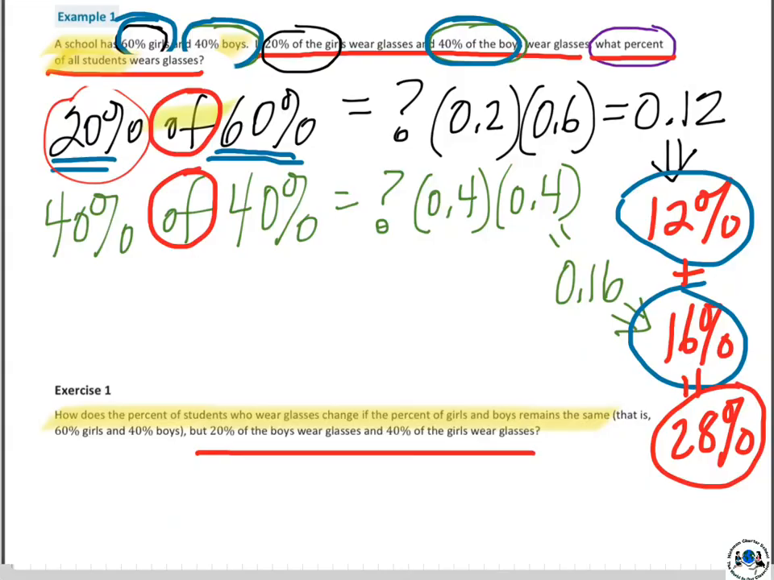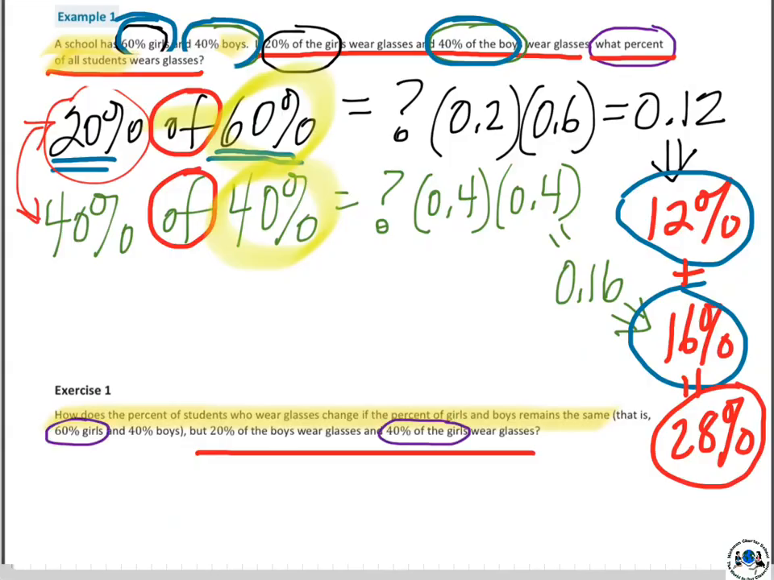So again, these stay the same. They're still going to be 60% girls, still going to be 40% boys, but these two aspects of that are going to flip, okay? 20% of the boys wear glasses, 40% of the girls. So, with all of that information, I would like you to go ahead and pause, give it a whirl, come on back, and we'll check. Okay, well, let's see how you did.